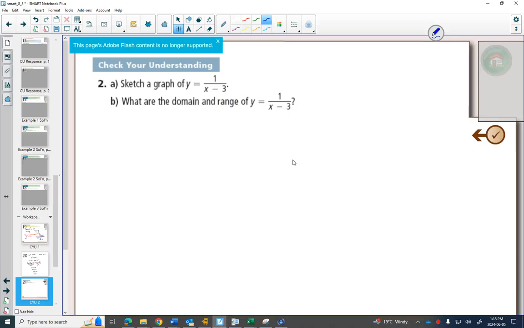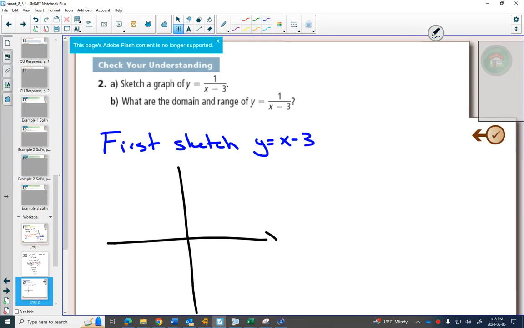The graph of a function. You can first sketch the bottom. So if I just sketch the bottom, y equals x minus 3. This is a straight line. I know that it has a y-intercept of minus 3, a slope of 1, so I can figure out other points. And this blue graph is the graph of y equals x minus 3.